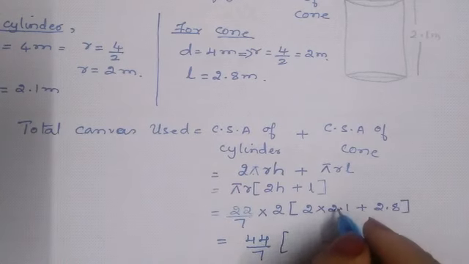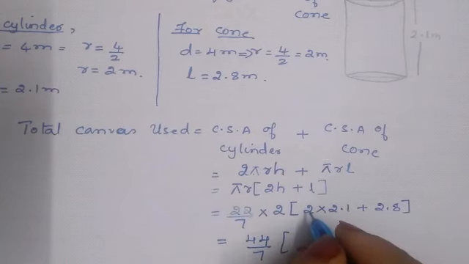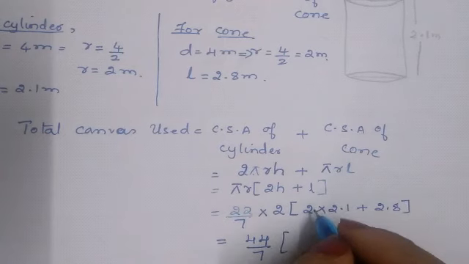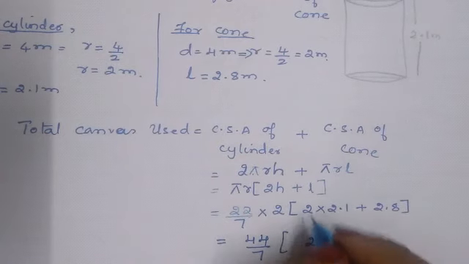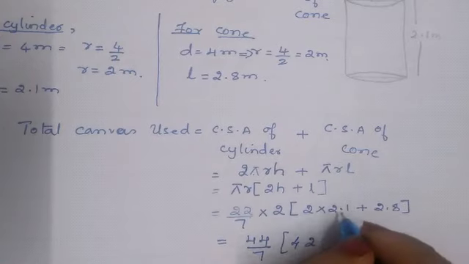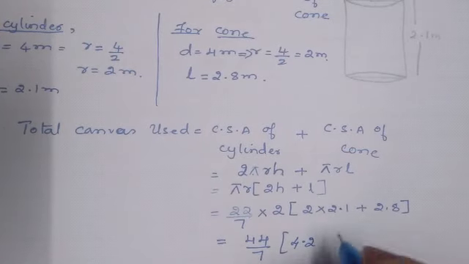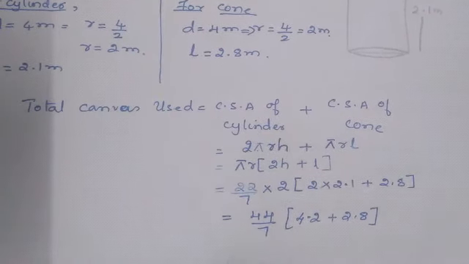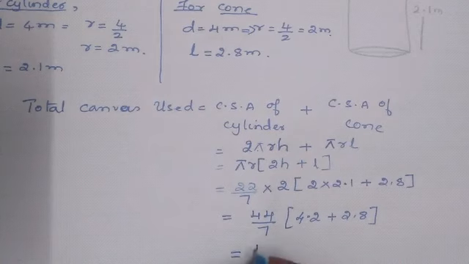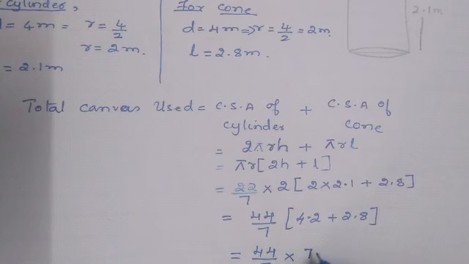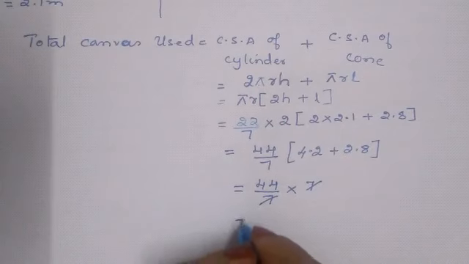Okay, now 22 by 7, 22 into 2, 44 by 7, into 2.1 into 2, which is nothing but 4.2. 2 ones are 2, 2 twos are 4. After 1 point decimal, so as it is, plus 2.8. Let us add this 2.8 and 4.2. We get 7.0, but 7.0 is nothing but 7. 7 gets cancelled.